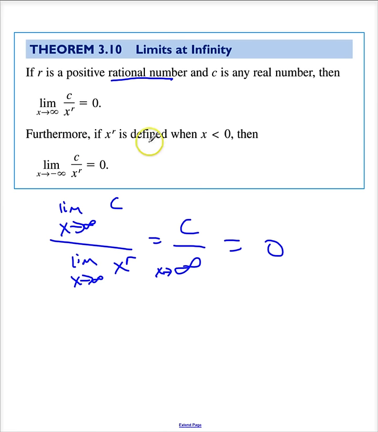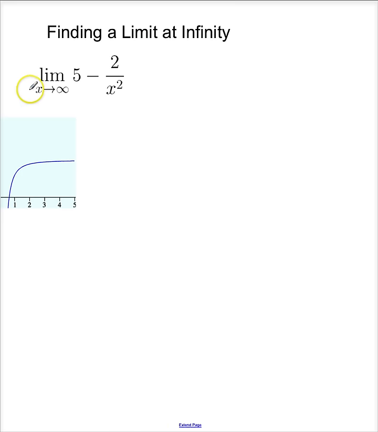Now furthermore, if x to the R is defined when x is negative, then that limit as x approaches negative infinity is also 0. So basically you put any number, no matter how big, over a really big number and take the limit as that really big number gets even bigger. That limit is 0.